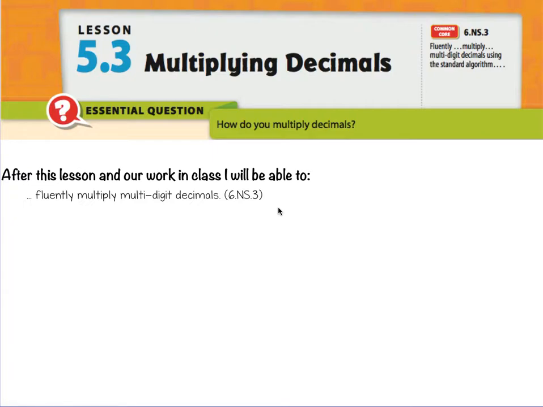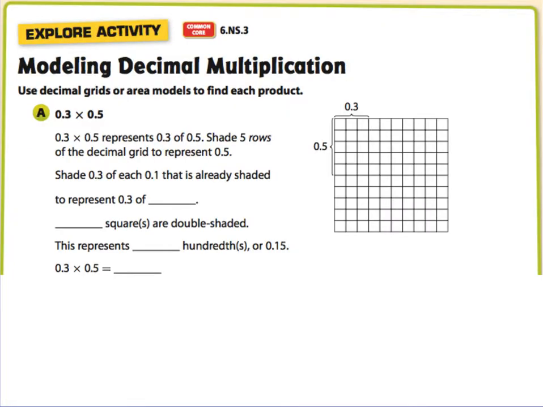So we talked about this a little bit in the last class, and we talked about how there are some tricks here to make multiplying decimals a little bit easier. So make sure that you're taking your time, going slow, and working through the problems and making sure you're showing that work. All right, so here we go.